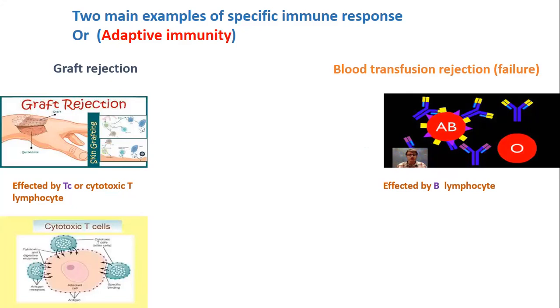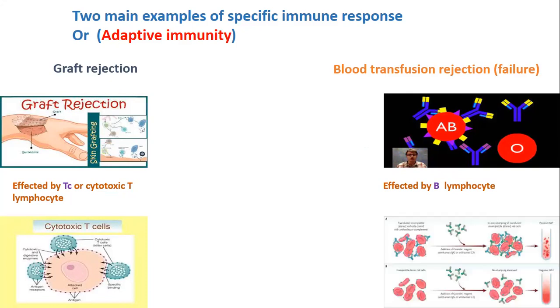This figure is for cytotoxic cells, which attack another cell which is infected. And this is the case of blood type transfusion rejection, blood rejection, for formation of complex of antibody and antigen in blood transfusion.